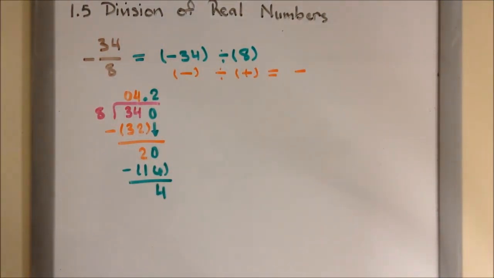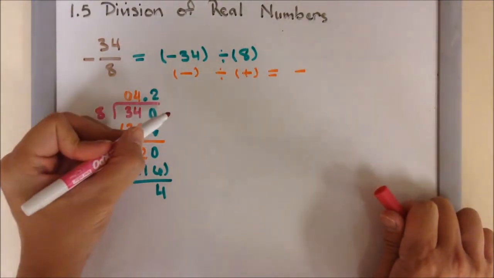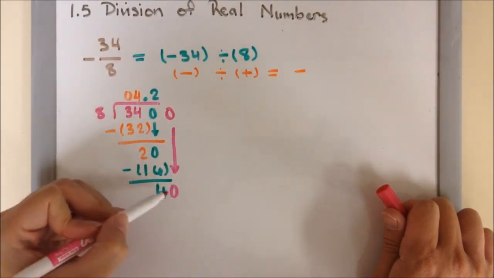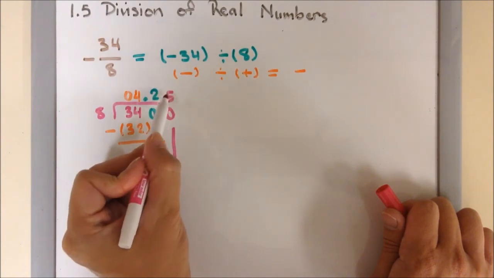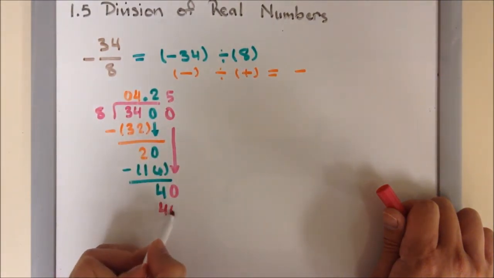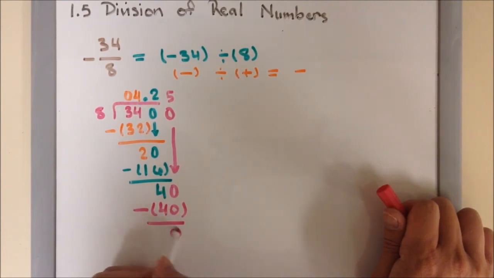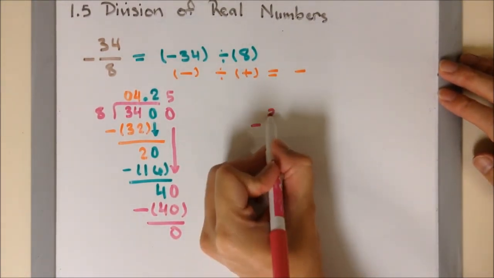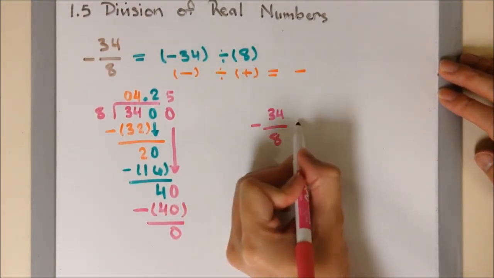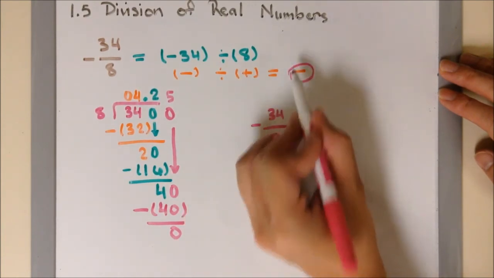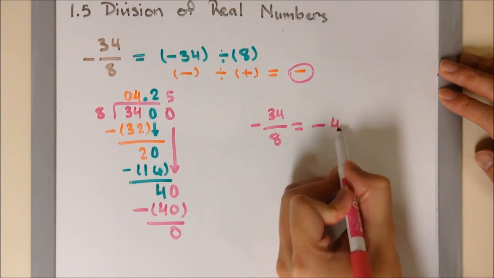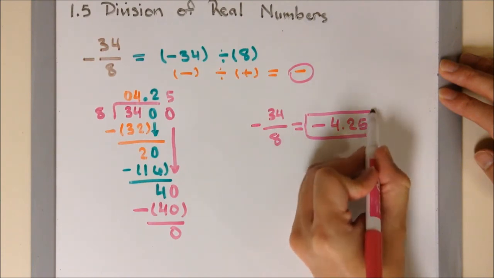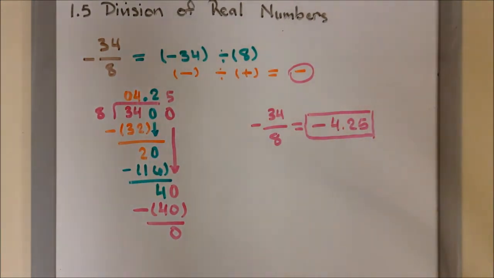Alright, I have a remainder of 4. That means I'm going to keep going. I'm going to add another 0. I'm going to bring it down. Instead of 4, it'd be 40. 8 does go into 40 5 times. 5 times 8 is 40. Subtract, remainder is 0. So that means I can stop. So negative 34 divided by 8 equals, remember my final answer has to be negative, negative 4.25. So that's our final answer.